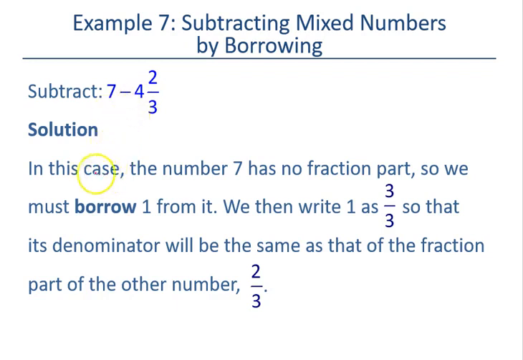Subtract 7 minus 4 2/3. In this case, the number 7 has no fraction part, so we must borrow 1 from it. We then write 1 as 3 over 3 so that the denominator will be the same as that of the fraction part of the other number, 2/3. What do they mean by this? Let's look at this as an example.